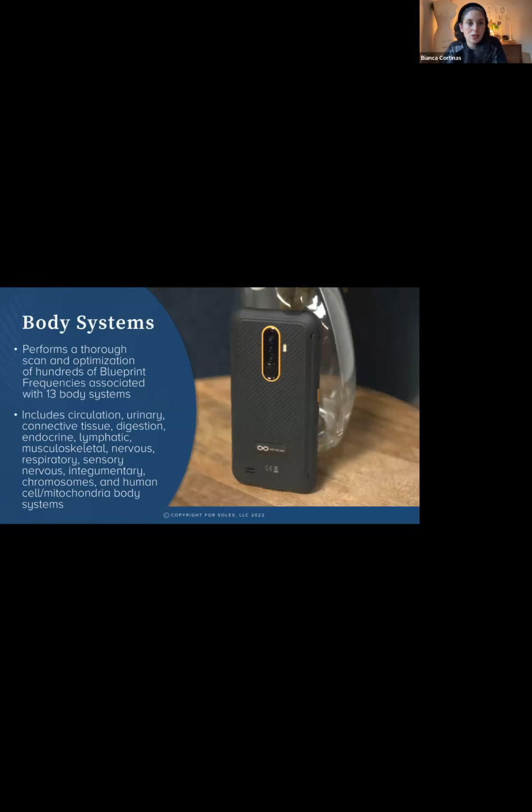All right. So this is the body system scan, and this one is a newer scan. It's similar to the inner voice and the reports that it prints out, and it gives you a bunch of different things. It performs a thorough scan and optimization of hundreds of blueprint frequencies associated with the 13 body systems. So it includes circulation, urinary, connective tissue, digestion, endocrine, lymphatic, musculoskeletal, nervous, respiratory, sensory, integumentary. I can't even say that, but that's your skin, I believe. Chromosomes and human cell mitochondria, body systems, and they recently added hormones.